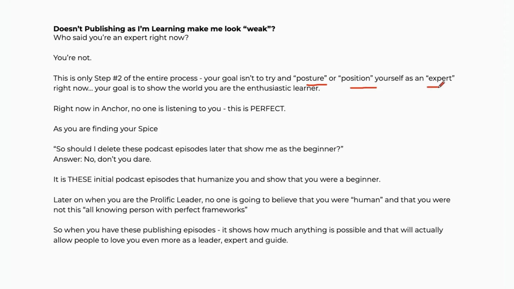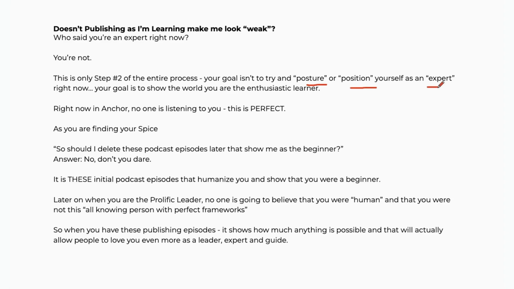A lot of people say, oh, I'm going to fake it till I make it. No, it's inauthentic to yourself. Your brain knows what you're doing and you're going to have a lot more difficulty. You're going to have a lot more resistance. All you want to do is, hey, you're not the expert right now. You're the enthusiast. That's it. And guess what? If you're publishing on Anchor right now, no one's listening to you. No one. And guess what? That's perfect because you're finding your spice right now.